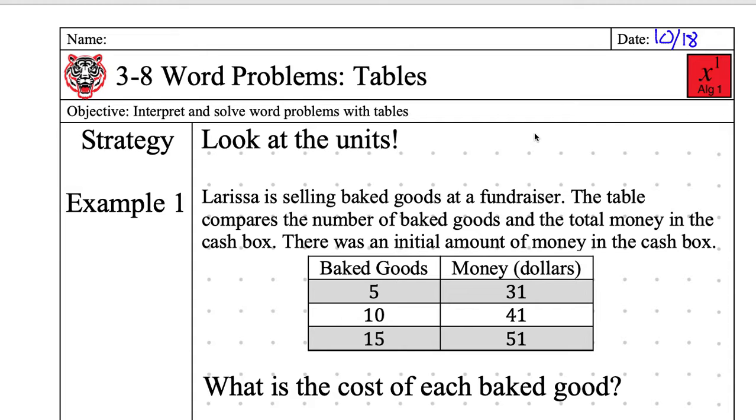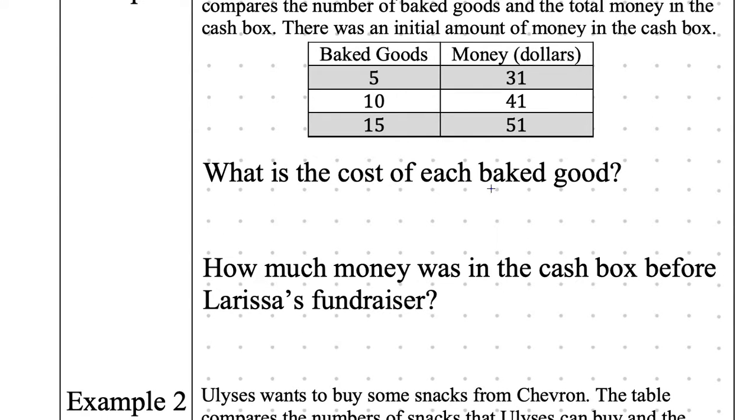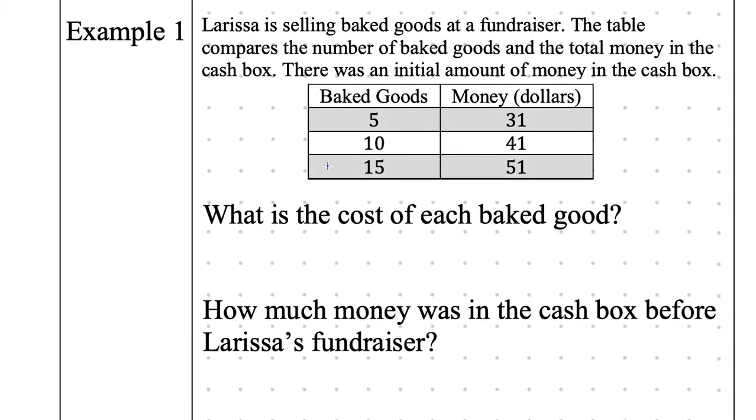So the strategy is to look at the units. If I'm asking what is the cost of each baked good and I have the word each, I'm probably going to be doing some sort of slope. If I'm asking how much money was in the cash box, that means I need to somehow get to 0, or whatever value it's asking us. If I'm going to interpret this problem, it's going to be a little bit harder. I'll have to read it. But yeah, the units will lead us to the right answer.